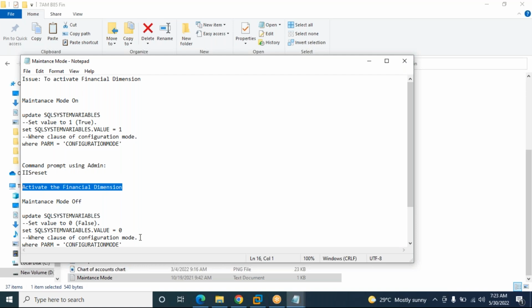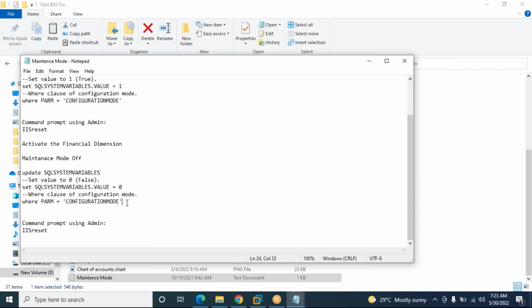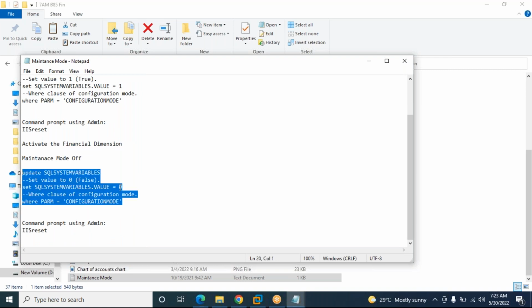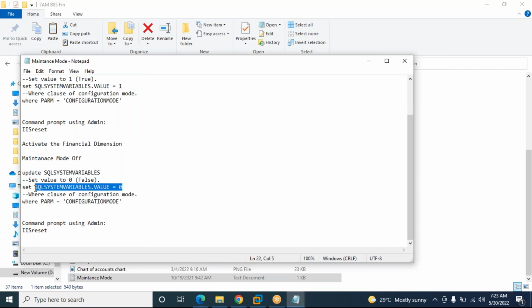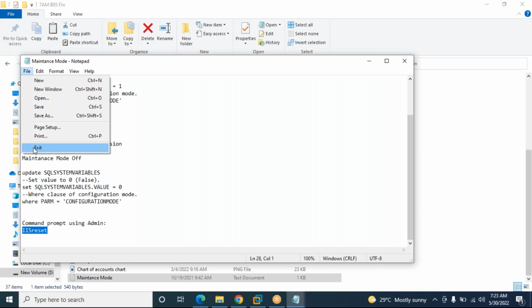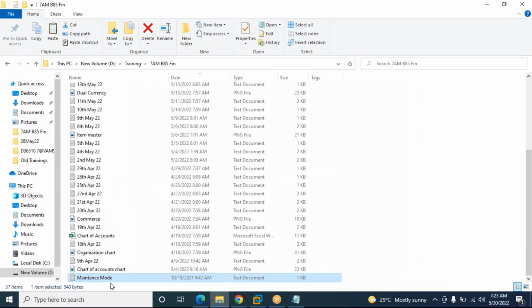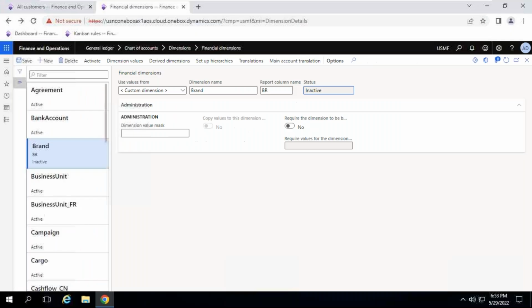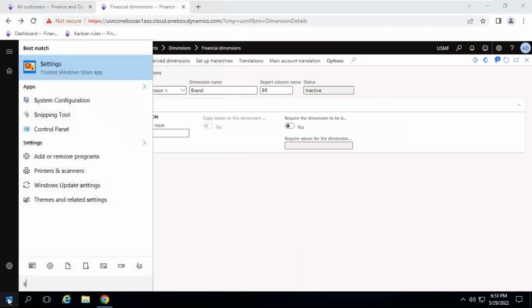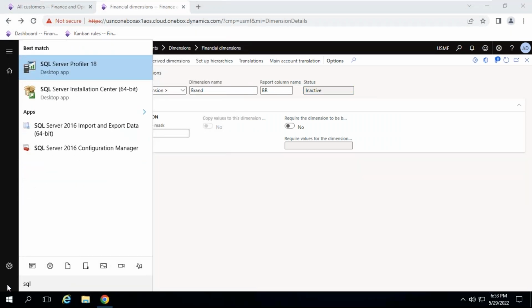Once it is completed, you need to make sure once again that maintenance mode is off. Maintenance mode is off means this value is made 0. Now once again you need to run IIS reset. So that means this is in SQL. I should have SQL installed in my system? Yeah, that is one of the limitations. Yes. SQL Server.